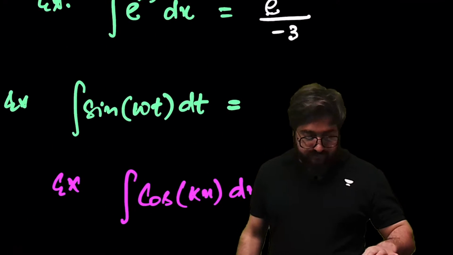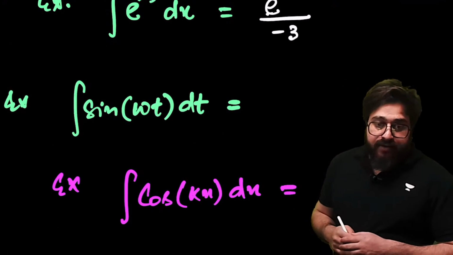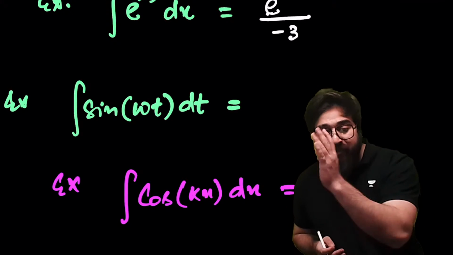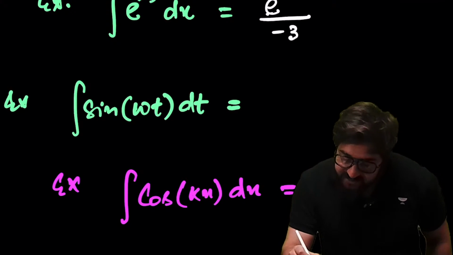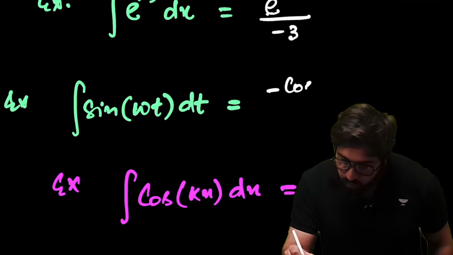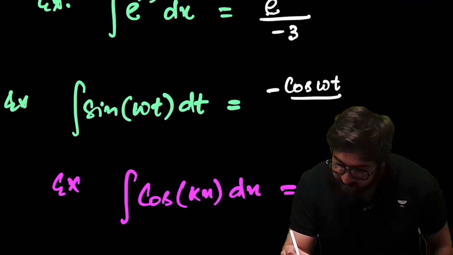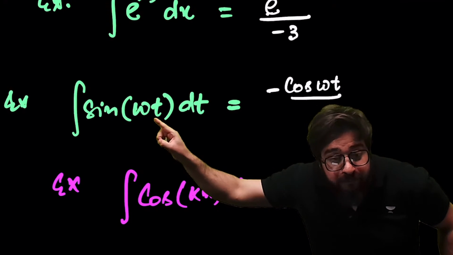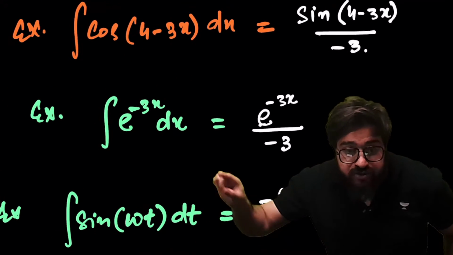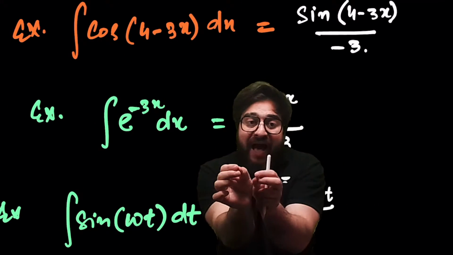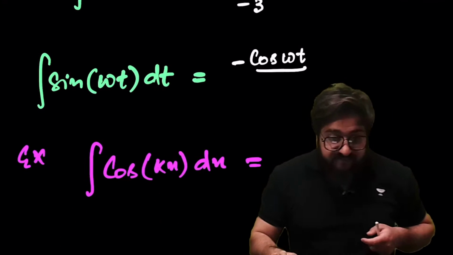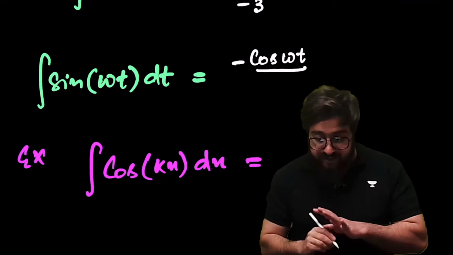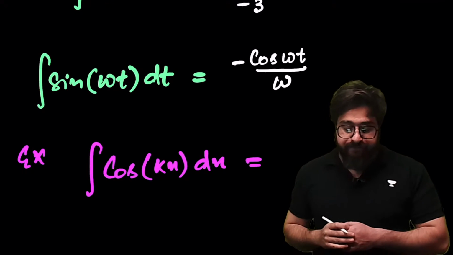Okay. Let's come over here. In this case, integration of sine omega t will simply be minus cos of omega t, divided by, over here you have to see the coefficient of t. Because when it was with respect to x, you had the coefficient of x. When it is with respect to t, then you have to write the coefficient of t. So divided by omega.